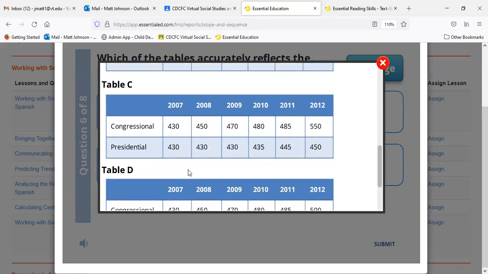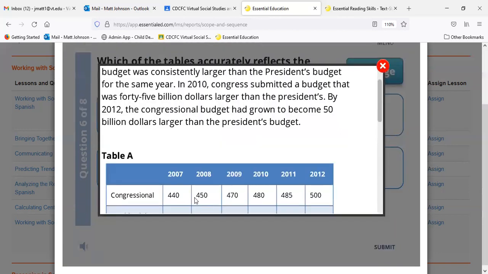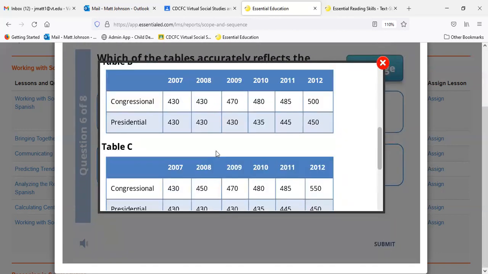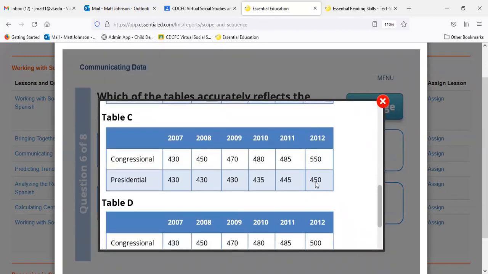Here also it continues to go up, but there's a problem with the numbers here. So 2010, we do see a difference of 45, was it billion? 45 million, $45 billion. So that's right. But over here, it was 50, right? And that's 100. So that's incorrect.